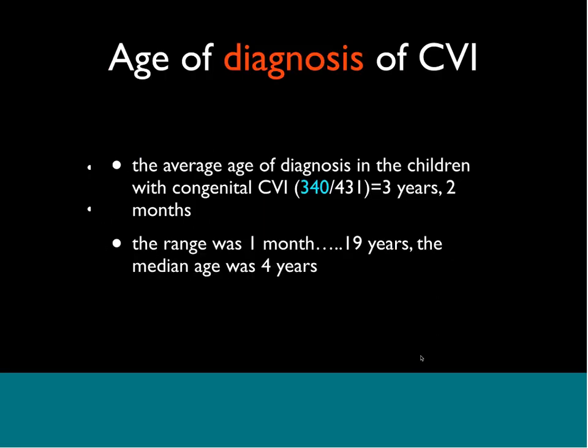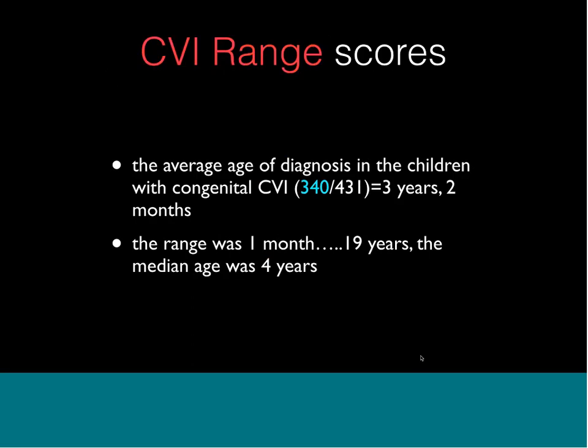The average age of diagnosis in children with congenital CVI was 3 years, 2 months. The range was 1 month to 19 years, and the median age was four. That's another problem that needs to be fixed, because if the greatest period of visual plasticity is in infancy, then we really should do everything we can to take advantage of that for sure. So you see the challenges we have here.